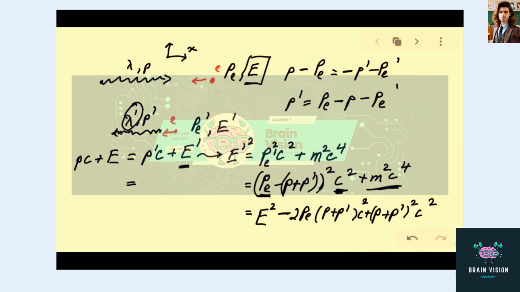And we see that this is equals to square root of this expression over here. What we're going to do to open up this square root is to bring this P prime C to the left. So we have P minus P prime C plus E, and we're going to square both sides. So we square both sides, then the brackets will open up.